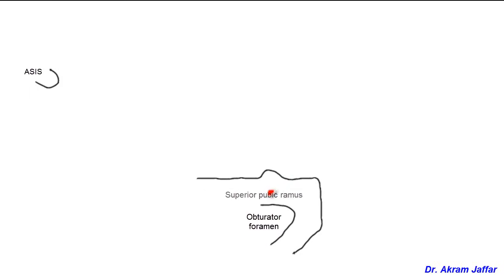So here we have the superior ramus of the pubis, body of the pubis, and inferior ramus of the pubis. This is where the pubic symphysis is located. On the superior ramus of the pubis, this is the site of the pubic tubercle. Between the pubic tubercle and the pubic symphysis, the crest of bone is called the pubic crest, and lateral to the pubic tubercle, this region is called the pectineal line of the pubis.